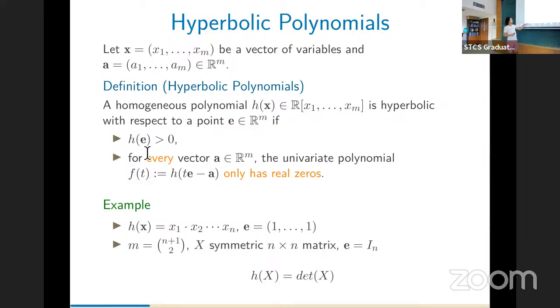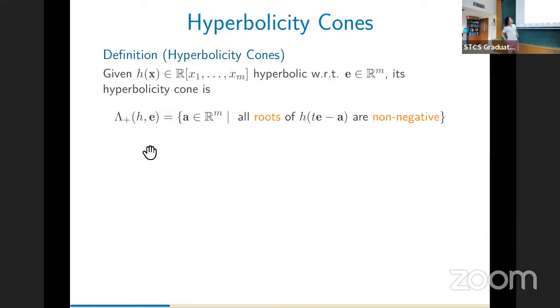And when I take M to be like N plus 1 choose 2, and X is a symmetric N by N matrix, and I take the identity as E, we know that the determinant is hyperbolic. Because for the determinant of t times identity minus any symmetric matrix, the spectral theorem gives that this polynomial always has real roots. Okay, so far so good. So these are canonical hyperbolic polynomials.